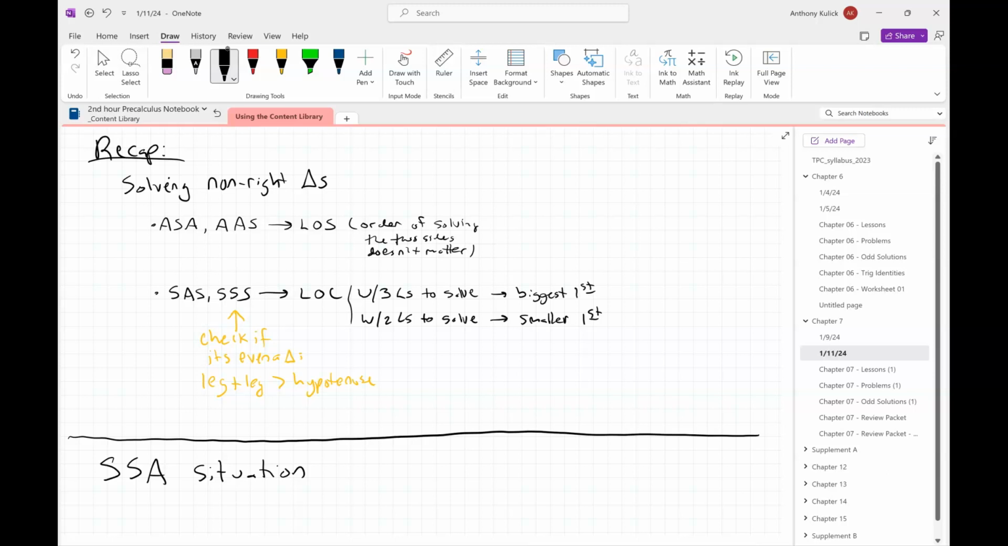The reason the SSA situation is left for last is because weird things can happen here. These other situations, if you remember back to geometry, are also conditions for triangle congruence. The SSA situation is not enough to show triangle congruence. And that's why weird things can happen. So let's start walking through what can happen.